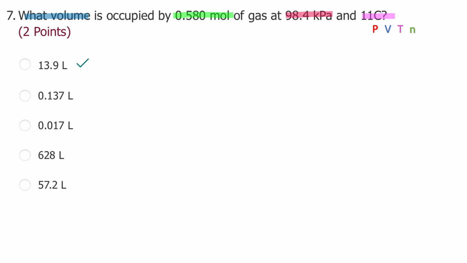Okay, so in question number 7, it says what volume, so we are solving for volume here, is occupied by 0.58 moles, so that is your N, of gas at 98.4 kPa, which is pressure, and 11 degrees Celsius, which when added to 273 would be 284 Kelvin, and that is your temperature. So since we have a P, a T, an N, and we're solving for V, this is going to be using the ideal gas law.